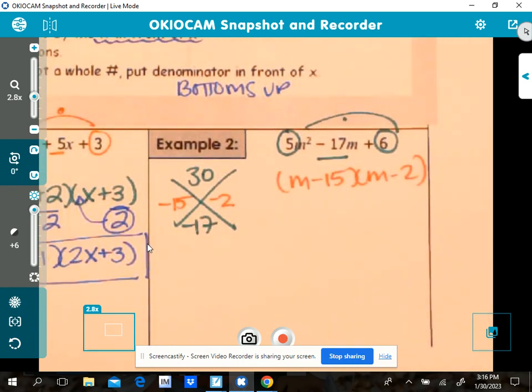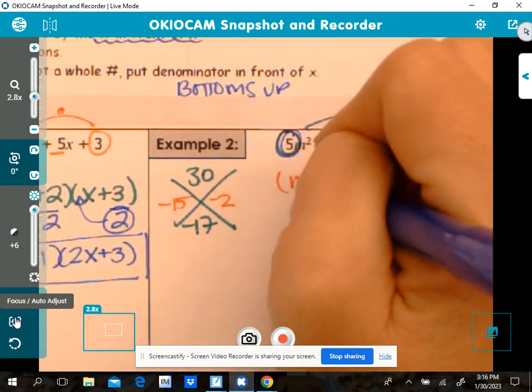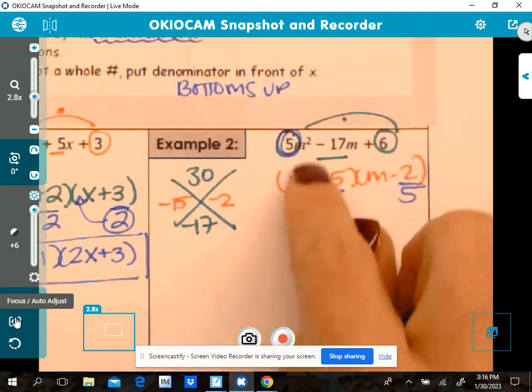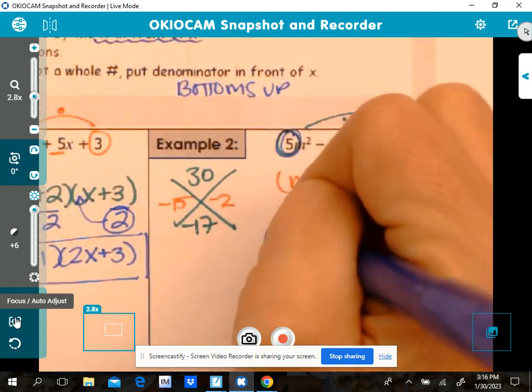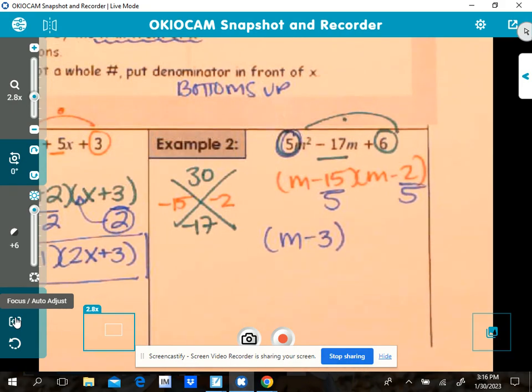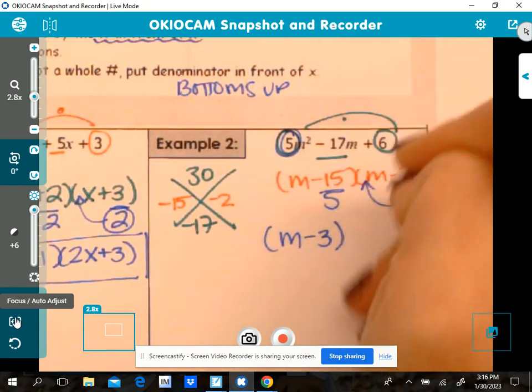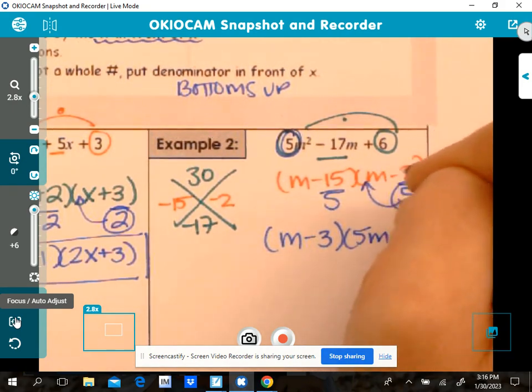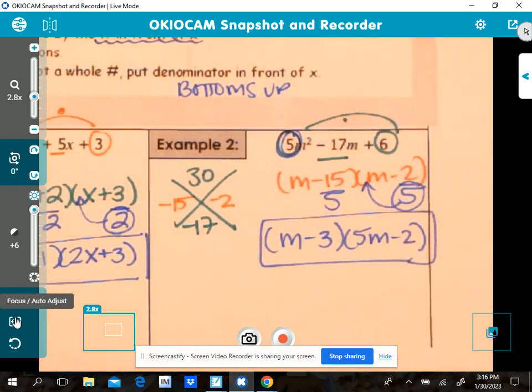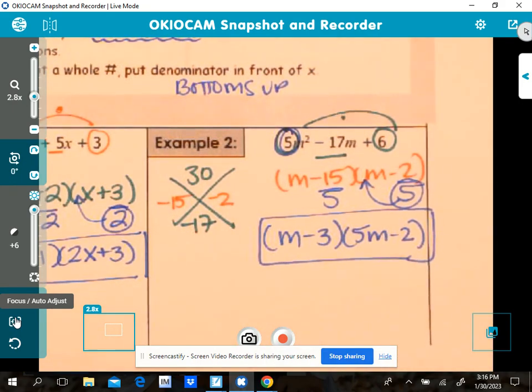Okay, so now we are going to divide by what we multiply by. So that's that 5. So we're going to divide off both of them by 5. So 5 goes into 15 3 times. 5 can't go into 2. So we bottoms up, and there we go. Okay.